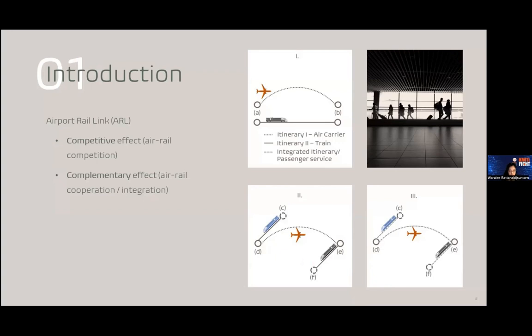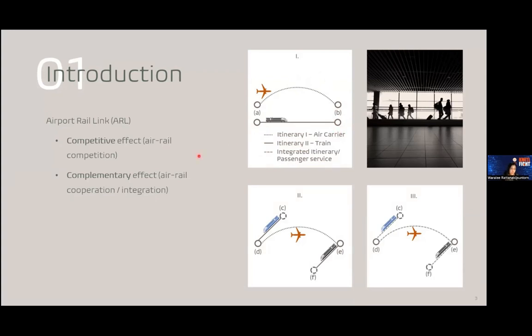Let me get the laser pointer with this one. So as you can see here, both trains and airlines are offering the same service from the same origin and destination, so they directly compete with each other. So this would result in the modal substitution or the modal shift. And the dotted line here represents itinerary 1 for the air carrier, and the solid line represents itinerary 2 for the train.